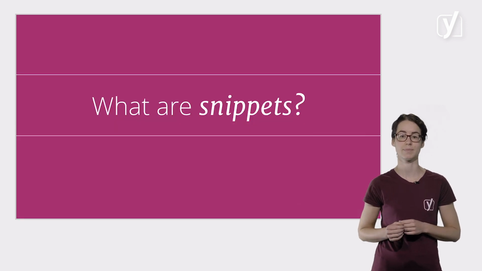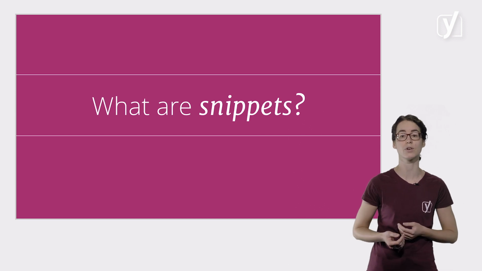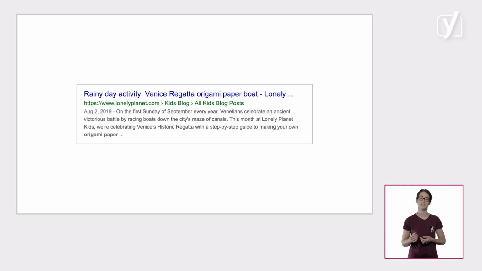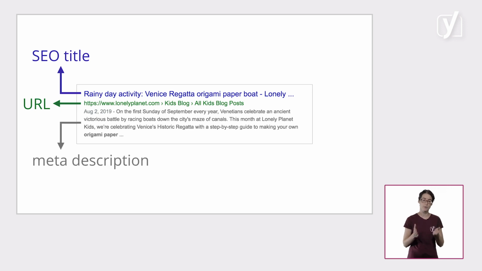What are snippets? Well, a snippet is a result Google shows to the user in the search results. Like in this example, I was searching for origami paper, so I Googled it. Google then showed me this list of results. One of those results, a single one, like this one, is what we call a snippet. A snippet consists of an SEO title in blue, a URL in green and a meta description. That's the description of what the page is about, in grey.